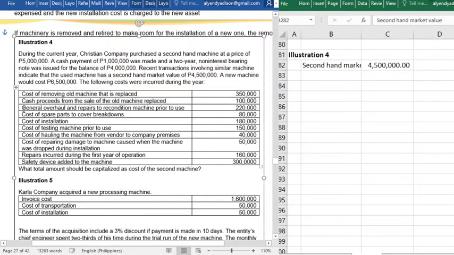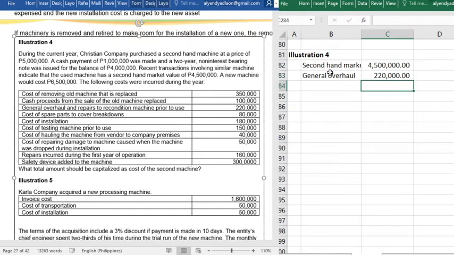Next, we have general overhaul and repairs to recondition the machine prior to use. So take note that we have to repair or recondition the machine since it is a second-hand machine prior to use. So it is for it to prepare for its intended use. Since it is necessary for it to work effectively, then we have to add the general overhaul of 220,000. Next, cost of spare parts to cover breakdowns.